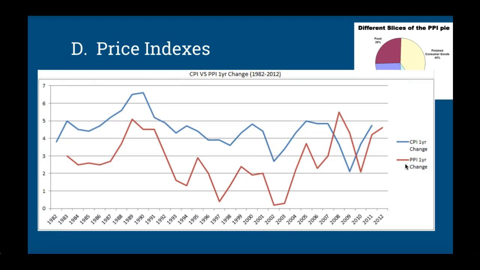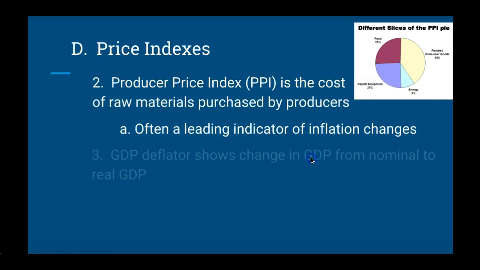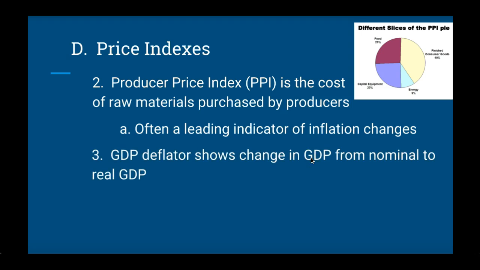This is just a graph comparing the CPI and the PPI. You can see that they kind of follow each other, but the PPI is kind of above the CPI as far as the differences, because most often they have to pass on those differences to their consumer and their customer.